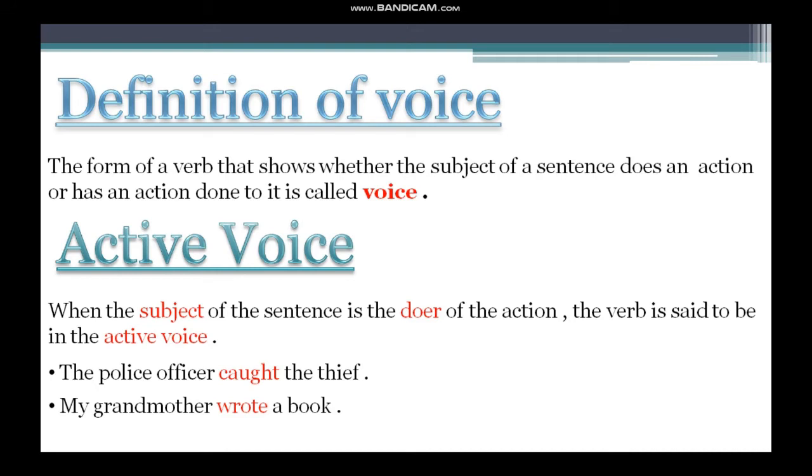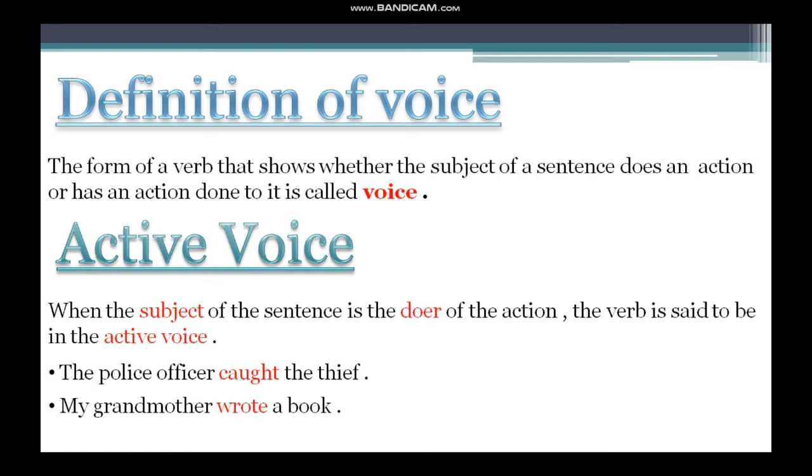When the subject of the sentence is the doer of the action, so the verb is said to be in active voice. For example, the police officer caught the thief. In this sentence, subject of the sentence is the police officer and he is also the doer of the action, means उसने ही चोर को पकड़ा है. So the verb is said to be in active voice, means this is the active voice sentence.